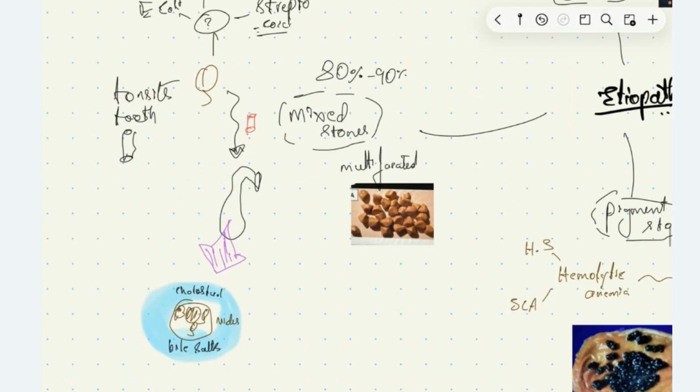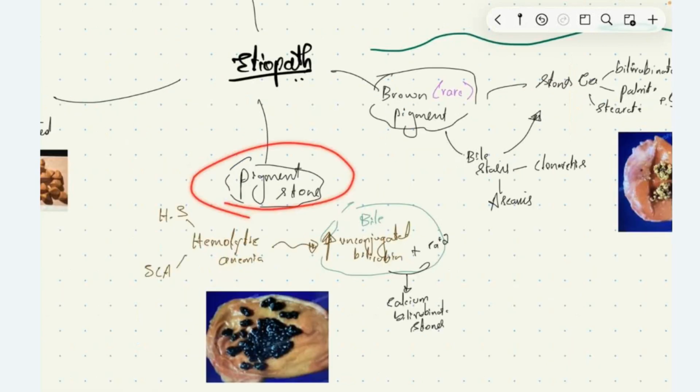Then we have pigmented gallstones. It's seen in hemolytic anemia patients, which can be secondary to hereditary spherocytosis, sickle cell anemia, and so on. Due to hemolysis, there will be increased unconjugated bilirubin.